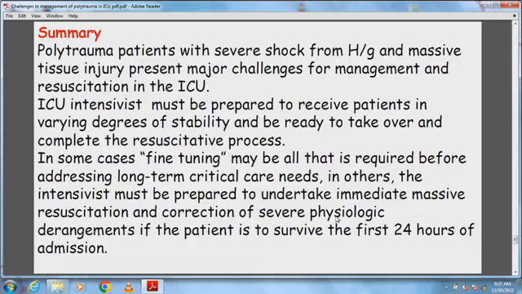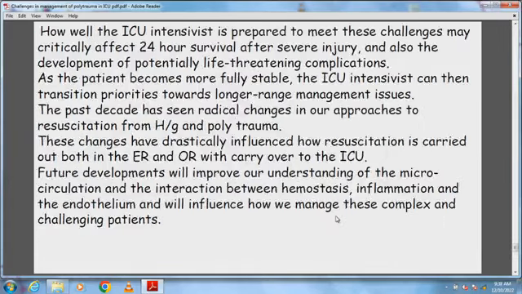In others, the intensivist must be prepared to undertake immediate massive resuscitation and correction of severe physiological derangement if the patient survives the first 24 hours of admission. How well the intensivist prepares to meet these challenges may be critical, affecting 24-hour survival after severe injury and the development of potentially life-threatening complications. As the patient becomes more stable, the ICU intensivist can then transition priorities towards longer-range management issues.